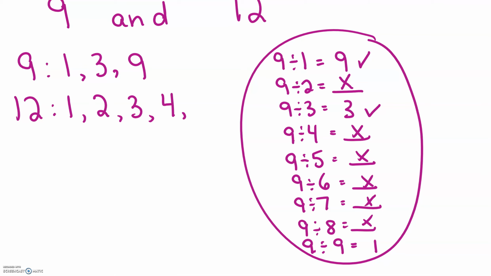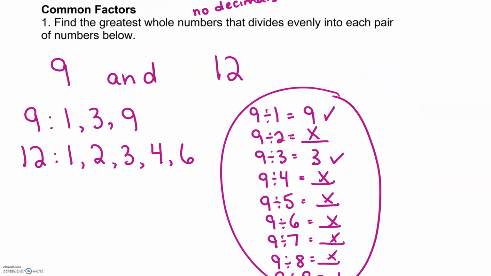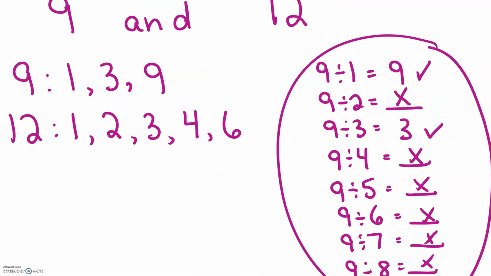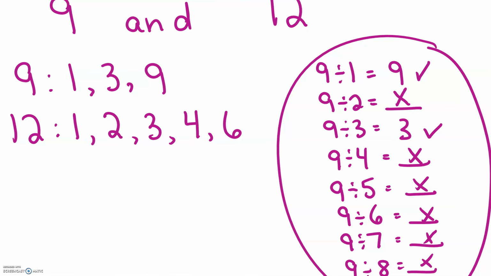It works, but it is not even. 12 divided by 6 does work. 12 divided by 7 doesn't work. It works, but it gives you an uneven number. Not uneven, sorry, it doesn't give you a whole number. 12 divided by 8 doesn't give you a whole number. 12 divided by 9 does not give you a whole number. 12 divided by 10, 12 divided by 11. Finally, we can divide 12 by 12. So 12 has a few more factors than 9.